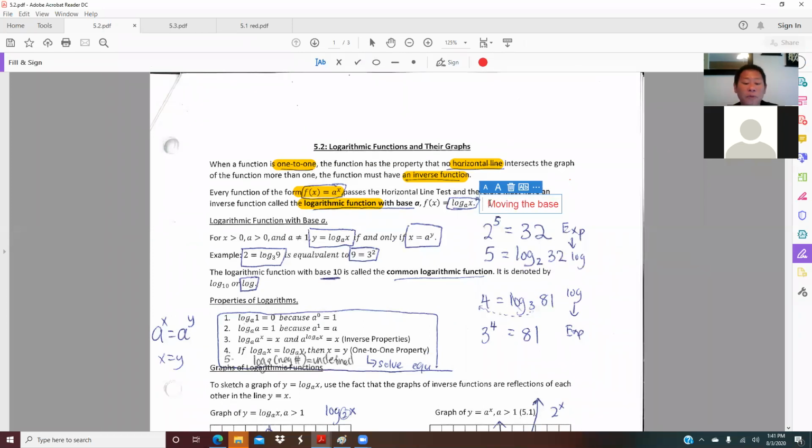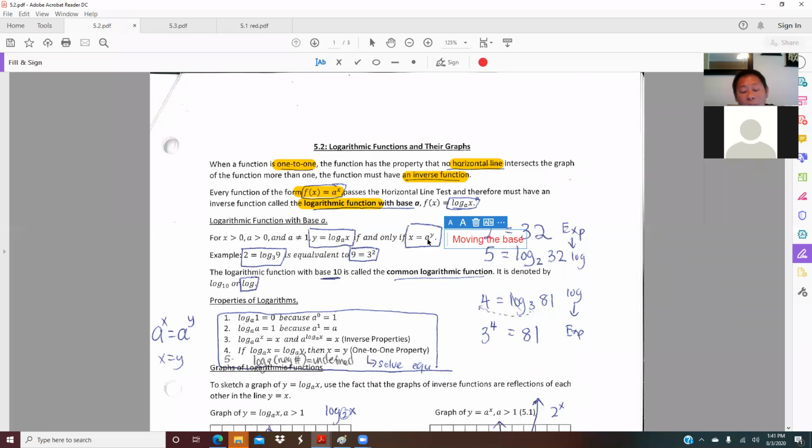What I mean by moving the base is I just move the base around to change from log to exponents or exponents to log. For example, y equals log_a x is the same thing as x equals a^y. What I do here is I move the base up there, so the log disappears, and you get x equals a to the power of y.